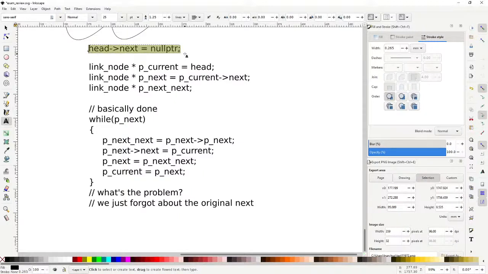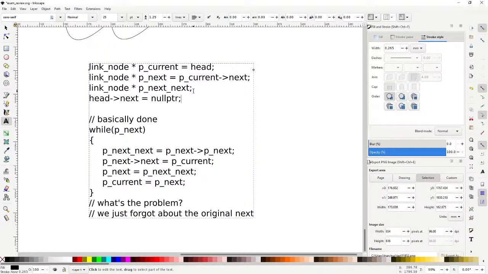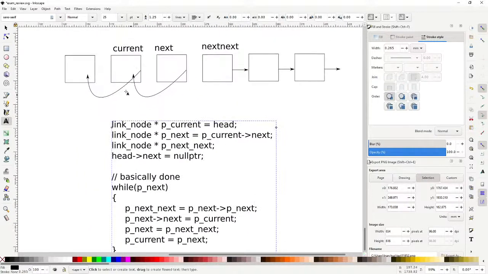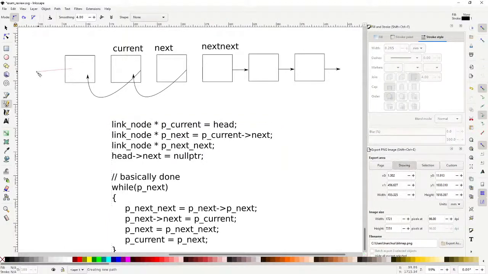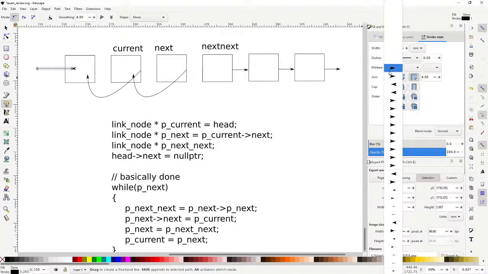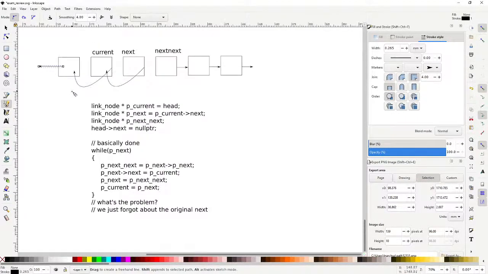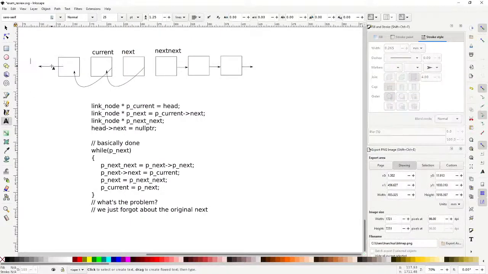I imagine here we would set head.next equal to the null pointer, so that we wouldn't accidentally, right? The reason we want to set head.next equal to the null pointer is because we want this thing to point backwards, right? So this thing points backwards into nothing. Since this points back into nothing, we actually want this to be null pointer.